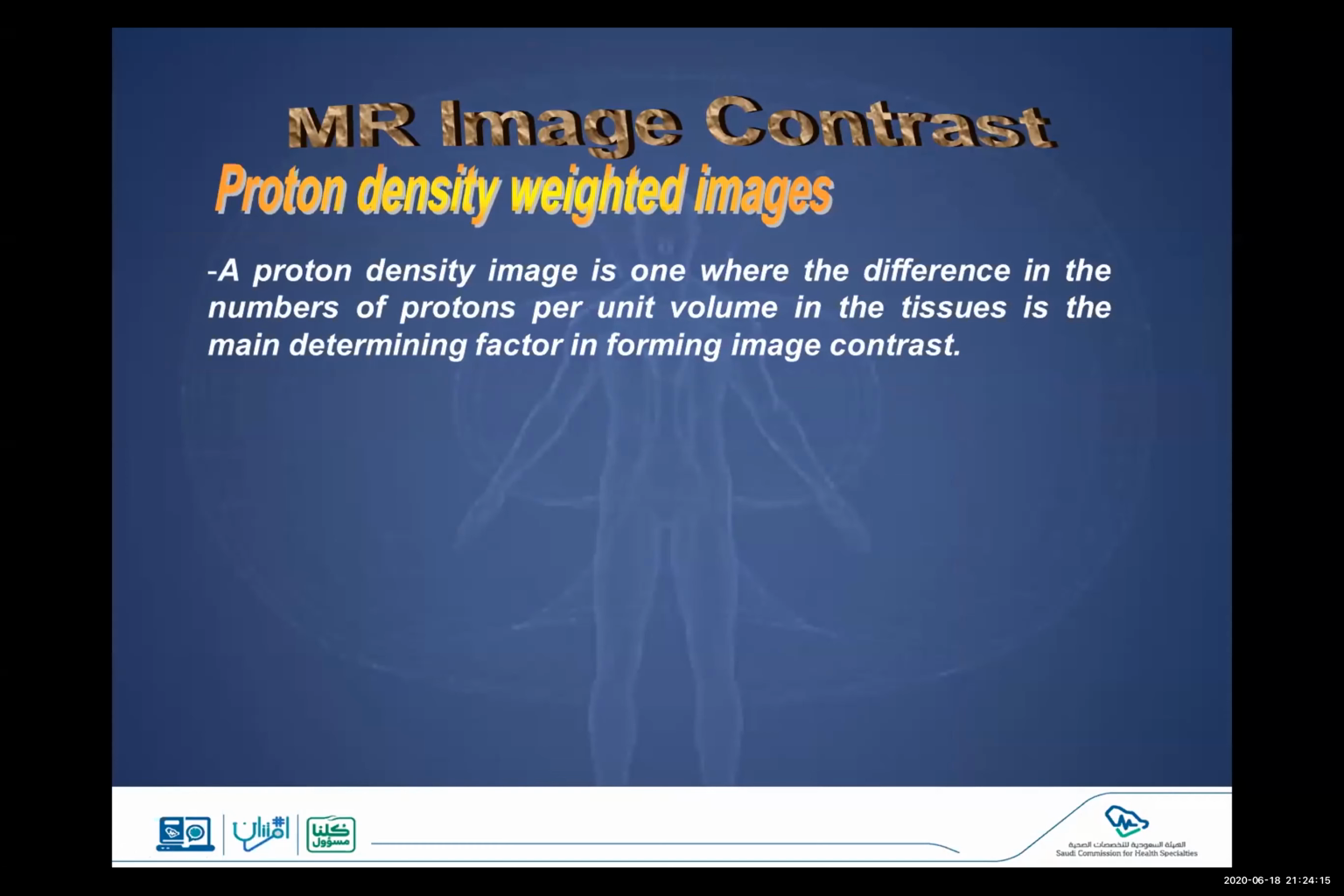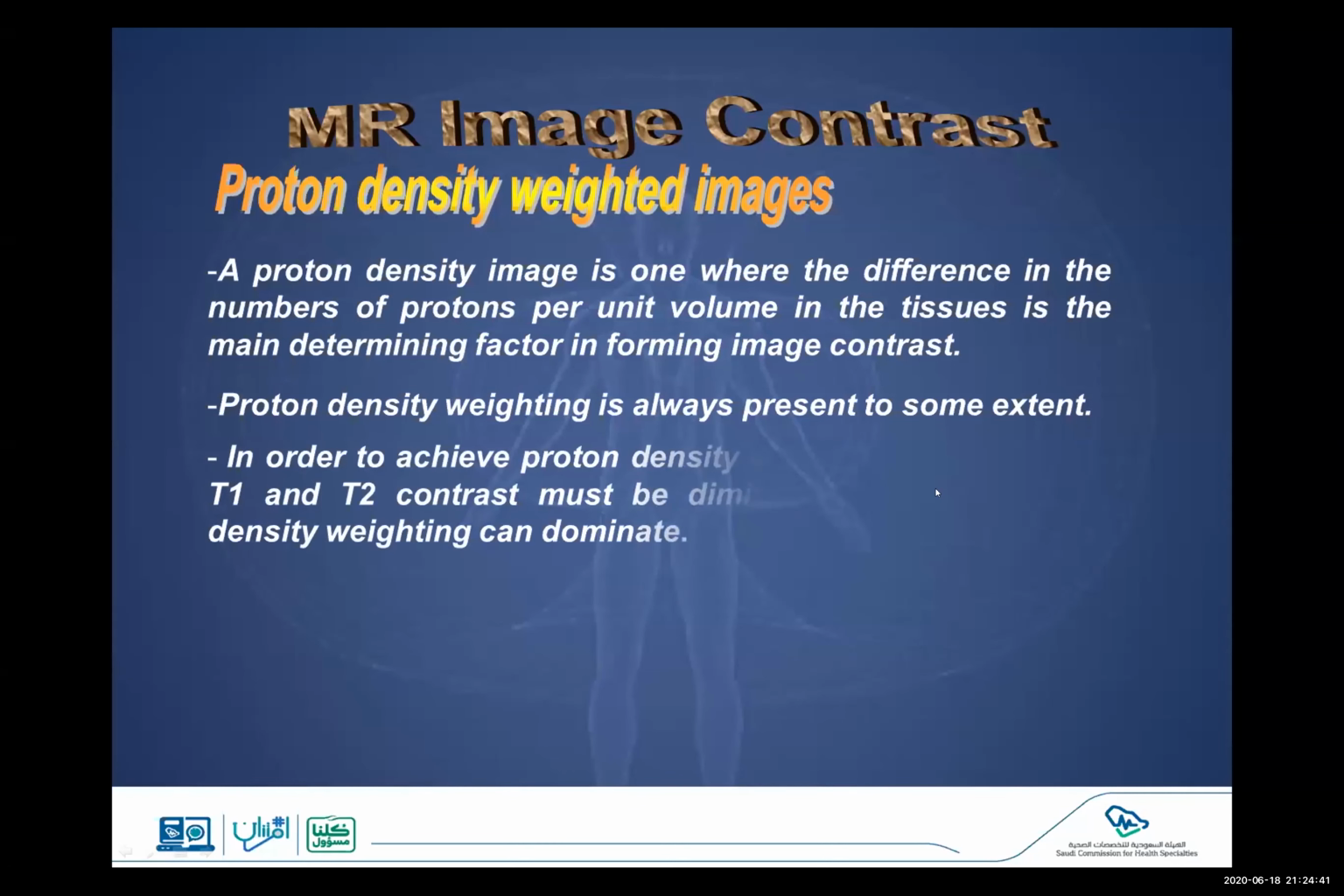Lastly, proton density weighted images are produced by eliminating the effect of T1 and eliminating the effect of T2, so the remaining will be an image with the proton density. A proton density image is one where the difference in the number of protons per unit volume in the tissue is the main determining factor in forming image contrast. Proton density weighting is always present to some extent because it's the background of the image. We can show proton density alone, or we can put a T1 over it, or we can put T2. If I remove T1 and T2 effect, it will show proton density.